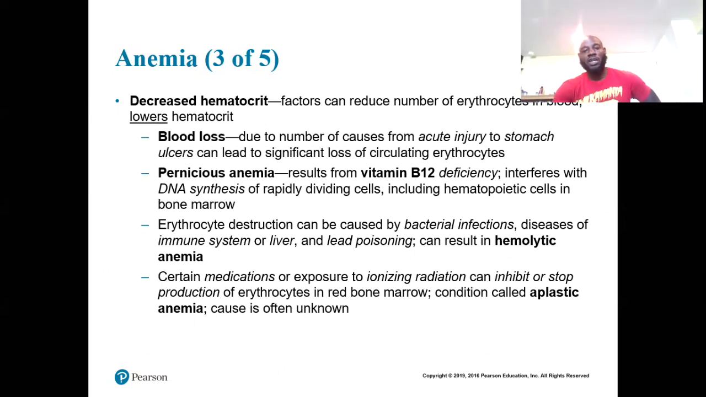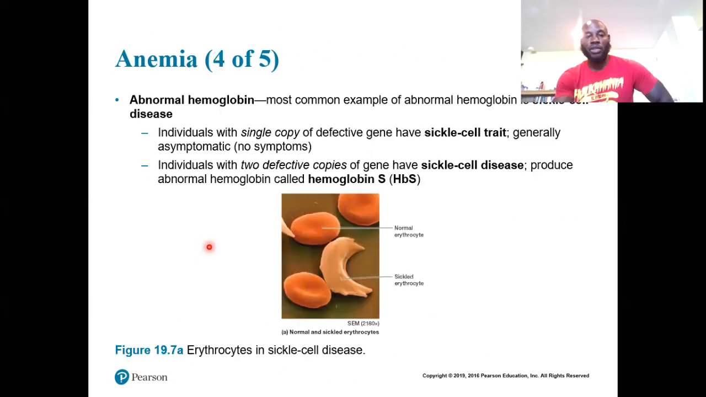Infections can cause anemia, erythrocyte destruction, as you see on the third point here. An infection can cause an unusual amount of red blood cells to die. Certain medications can stop the production of red blood cells, which could cause anemia. It's called aplastic anemia. And then I've mentioned sickle cell anemia before.